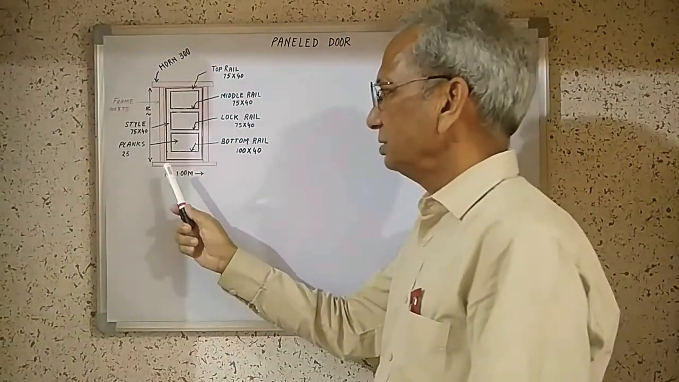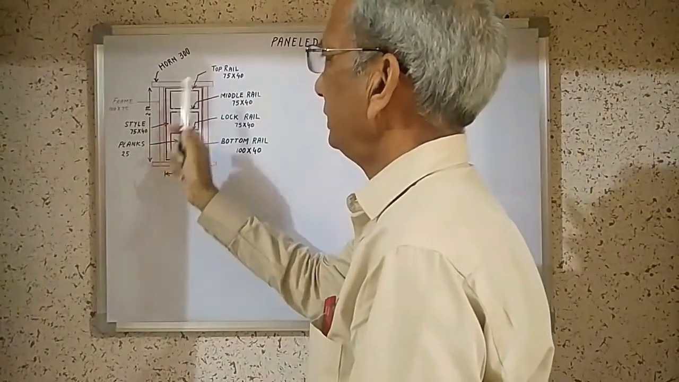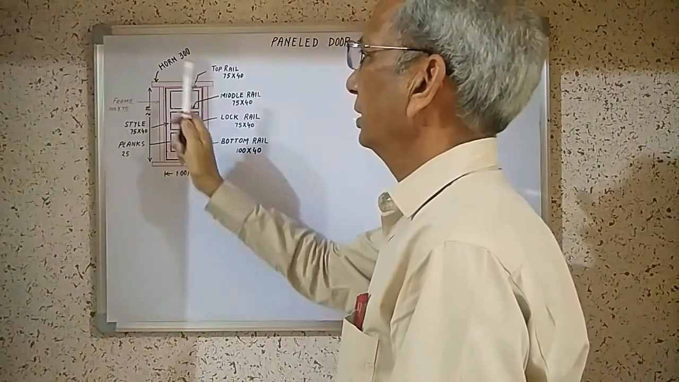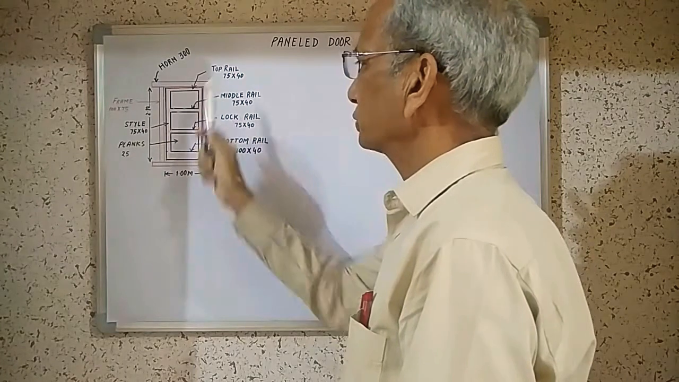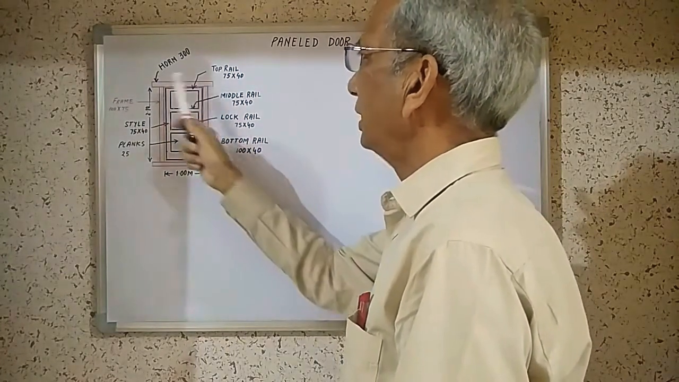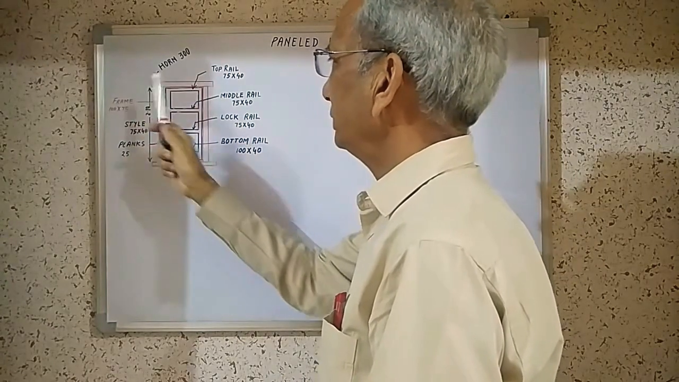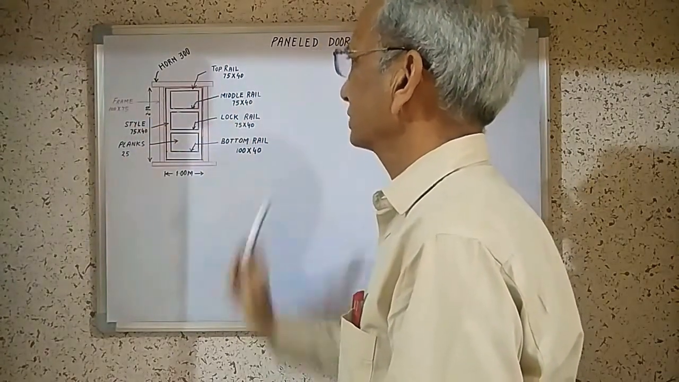Now the dimension of the frame is 100 by 75 millimeter. The extended portion of the frame is called horn, which is 300 millimeter extended on both sides.